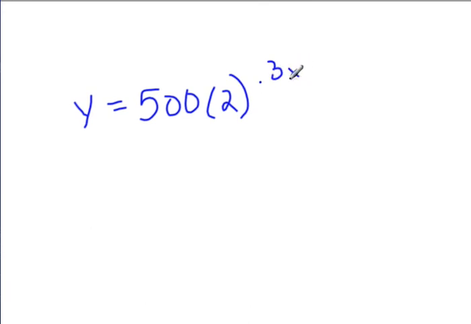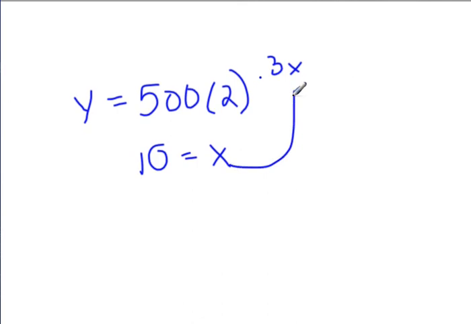Last but not least, let's take a look at number 16. Number 16 says to suppose the waste generated by non-recycled paper and cardboard products is approximated by the function y is equal to 500 times 2 to the 0.3x power. How much waste is created by 10 pounds of non-recycled paper and cardboard products? So that's going to be our x. That's what we're going to plug in up here. So we're going to have 500 times 2 to the 0.3 times 10.